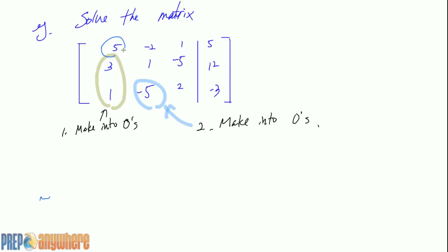This is the pivot. We call that the pivot. Make everything below the pivot 0. Step 1. Keep the first row the way it is.